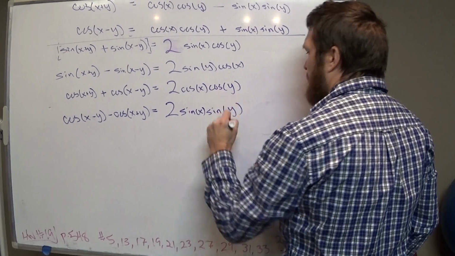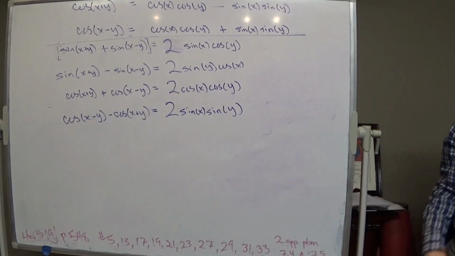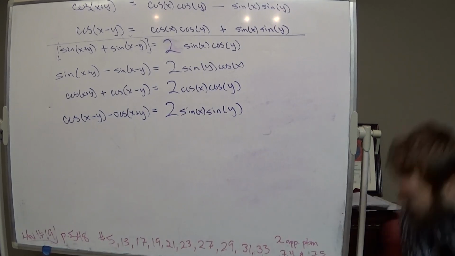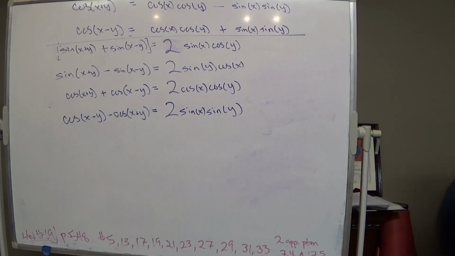And to be clear, your book has this with the half on that side instead of a 2 right there. Doesn't matter. But for the next 4 that we're about to derive, we're going to want that 2 there. Actually, it wouldn't matter either way. It's just how your book presents the other one. And since it's already on the board, why make our lives any harder? So this is the thing.